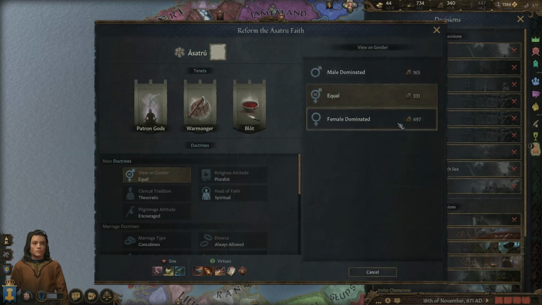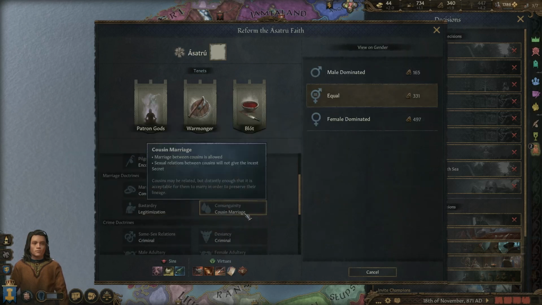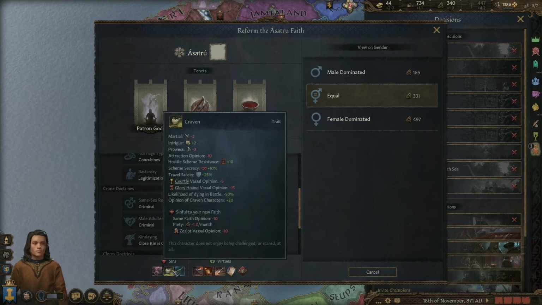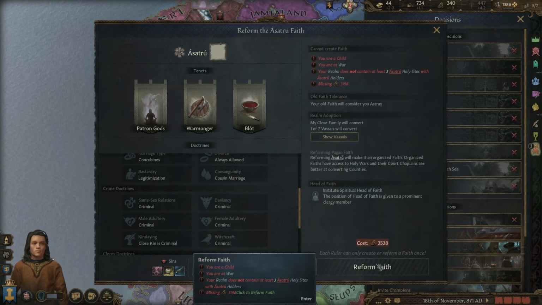For example, gender equality, female or male, or marriage type, divorce, consanguinity, deviancy, adultery, witchcraft, all those kinds of things, as well as the sins and the virtues, which are very, very interesting. You can see here. But in order to do that, you would need to reform the faith. You first of all can't be a child, you cannot be at war, and you have to have at least three holy sites within your own realm.